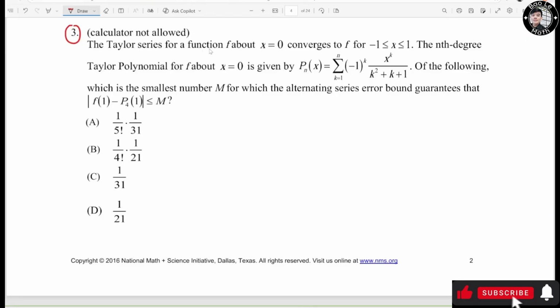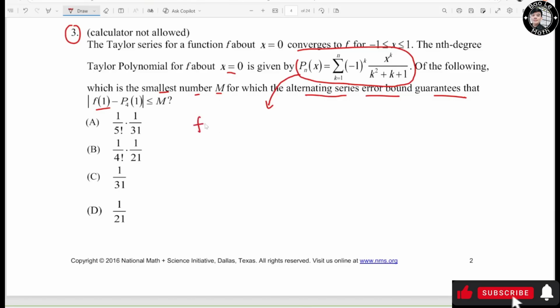The Taylor series for a function f about s equals 0 converges to f for s between negative 1 and 1. The n-degree Taylor polynomial for f about s equals 0 is given by p sub n of s equals this. Of the following, which is the smallest number m for which the alternating series error bound guarantees this? Alright, so we need to rewrite the full Taylor series at s equals 1, right?